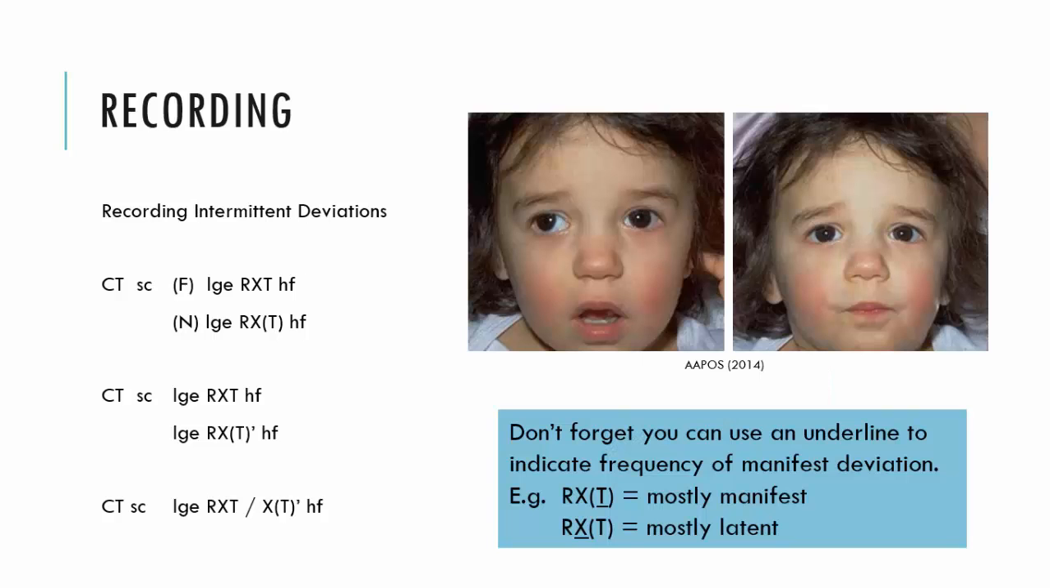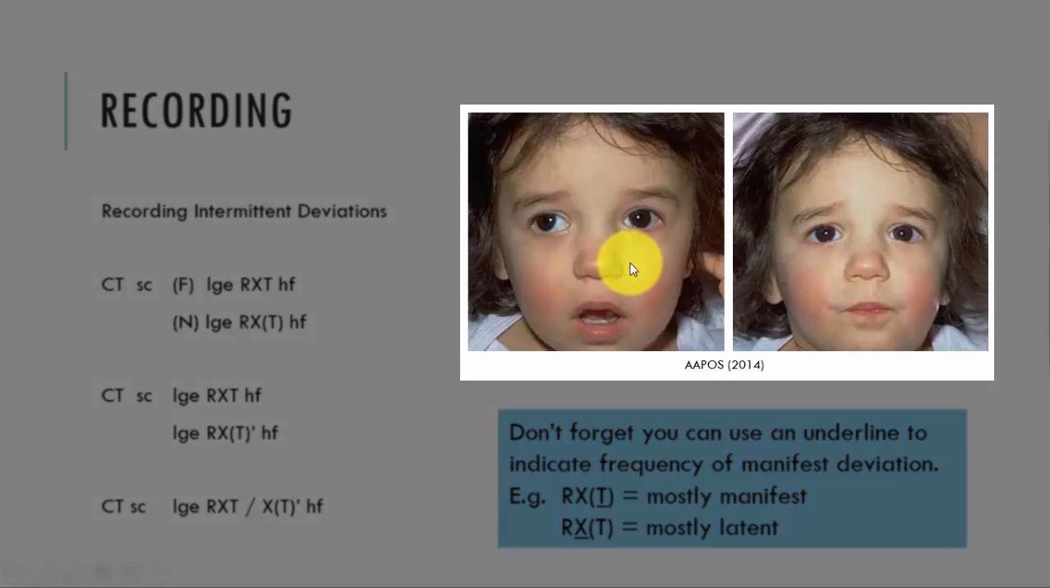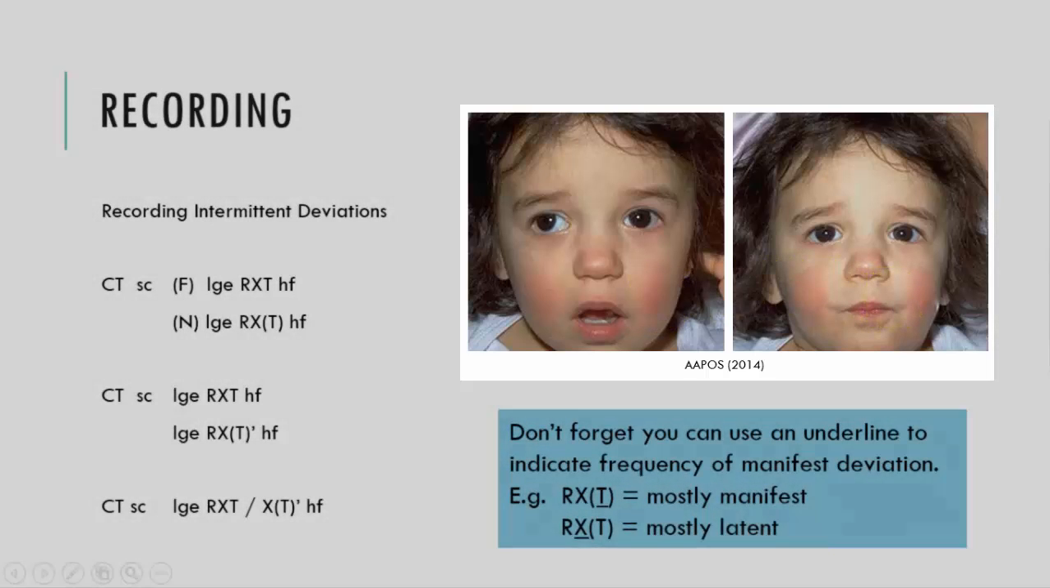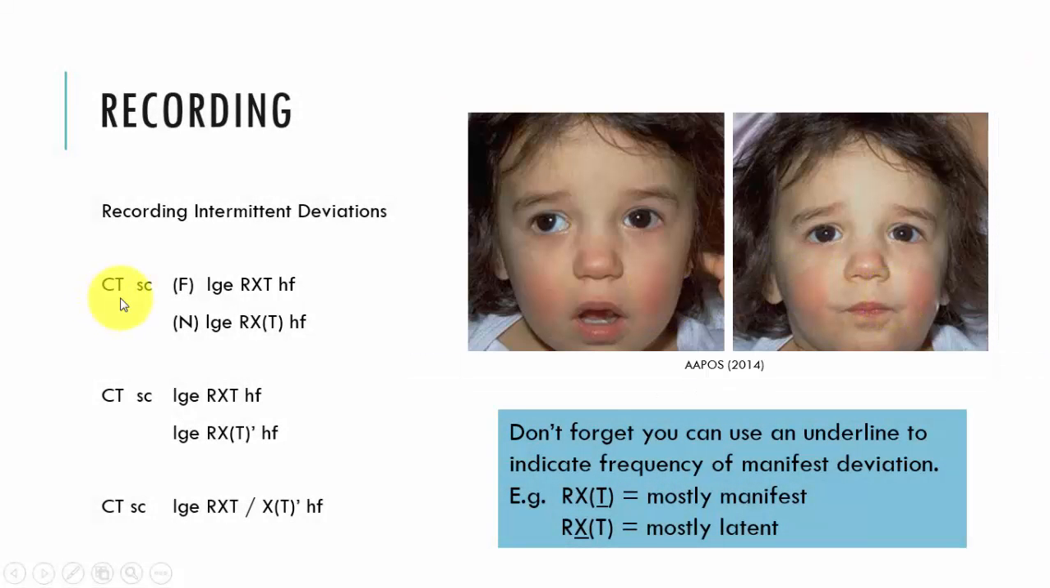So how do we go about recording intermittent deviations? So where a patient has sometimes a manifest deviation and then sometimes controls their deviation. Let's say this is our patient and in the distance they look like this all the time, where they appear to have a manifest right XT constantly. But at near, they flip between having a right XT and being aligned. So they're intermittently, XT intermittently controlled. So again, we would say CT for cover test without correction, far, large RXT holding fixation.